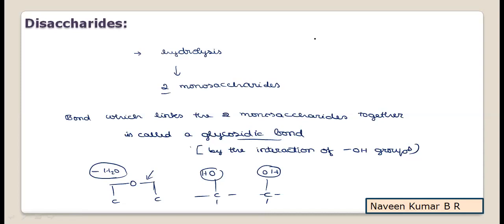We have three important disaccharides to learn. The first disaccharide we will concentrate on is the malt sugar, maltose. Next, we'll learn the milk sugar, lactose, and the cane sugar or invert sugar, that is sucrose. These three we'll try to learn now. So we'll start with the first disaccharide, maltose. Maltose is commonly known as malt sugar.